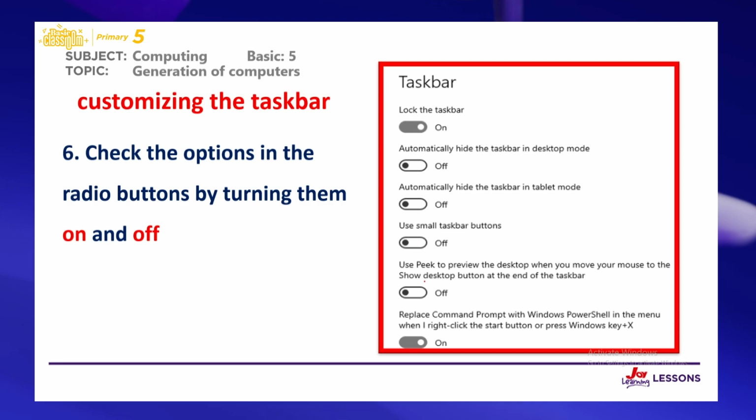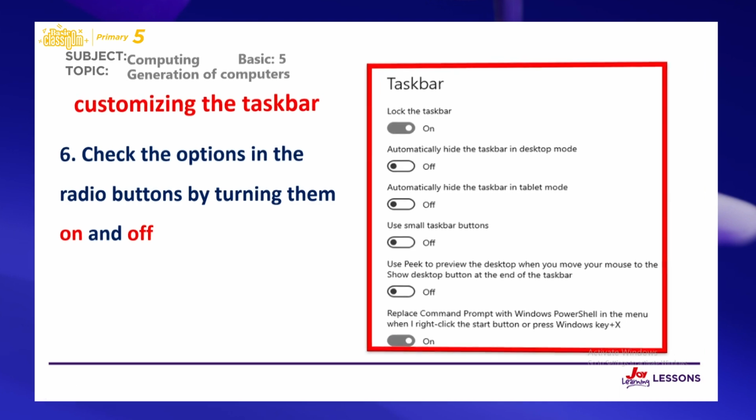Then we have use peek to preview the desktop when you move your mouse to the show desktop button at the end of the taskbar. This is also off now. If you want to turn it on, you just select it and it's going to be on. We have replace command prompt with Windows PowerShell in the menu when I right-click the Start button or press Windows key plus X. It's already on, which is enabled. If you want to turn it off, you deselect it and it will be off. So this is how we customize our taskbar.